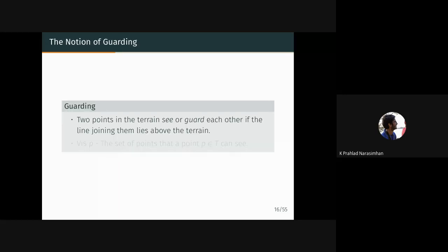So I've told you what a terrain is. Now I'll tell you what guarding means. Again, when I... Prahlad, go on.